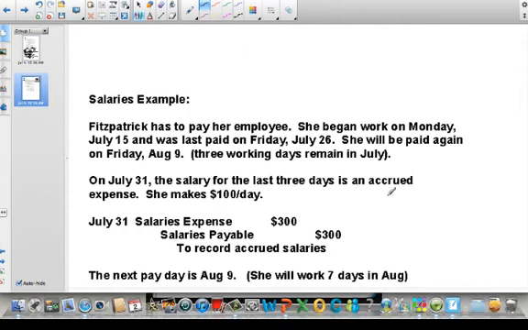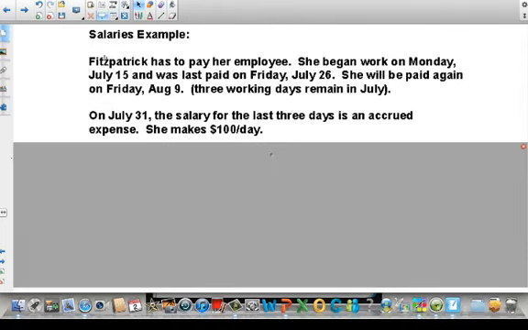Okay, let's talk about salaries. Salaries is another example of an accrued expense. And they're a little bit tricky, so I'm going to go through this very carefully with you. Here's an example. I have an employee, and she began work on Monday, July 15th. She was last paid on July 26th, and she's going to be paid again on August 9th. So let's look at a calendar.